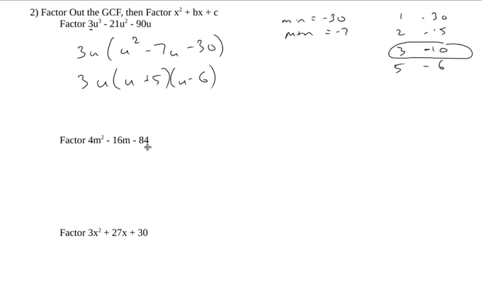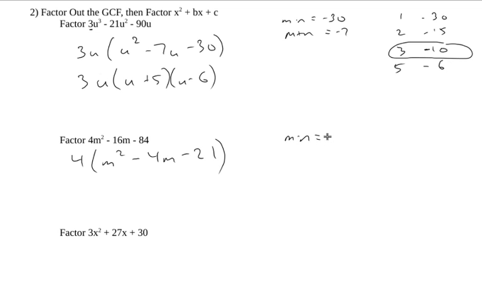Alright, looking at this one, it looks like I have a 4 that's in common between the three terms. So when I factor a 4 out, I get m squared minus 4m minus 21. Now this part on the inside matches the correct form, x squared plus bx plus c, so I can factor it using this technique.